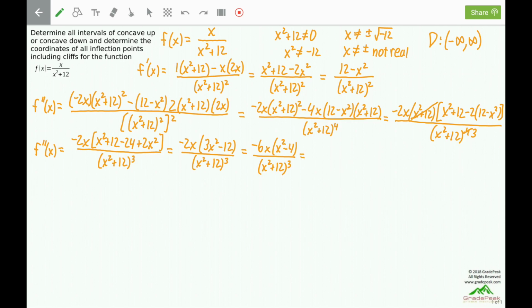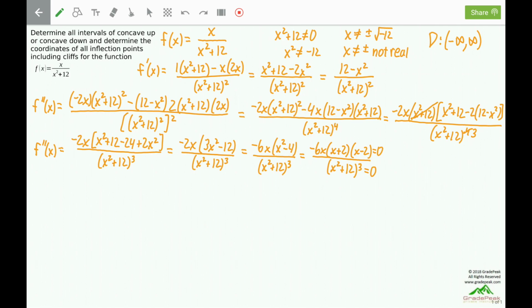The difference of squares can factor further into x plus 2 and x minus 2, still leaving the denominator alone. The denominator is a sum of squares, which does not factor further, so we're just leaving that alone. So we now have the second derivative as a single fraction. All powers are positive. It is fully factored. We can set the numerator equal to 0 and the denominator equal to 0 and solve for all x's.